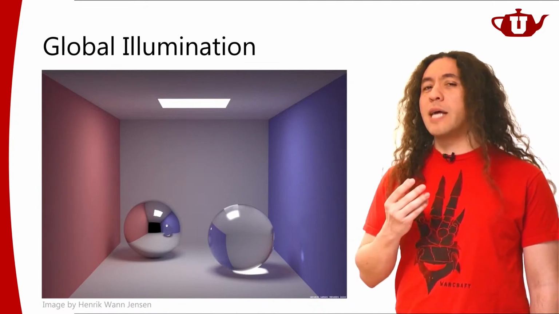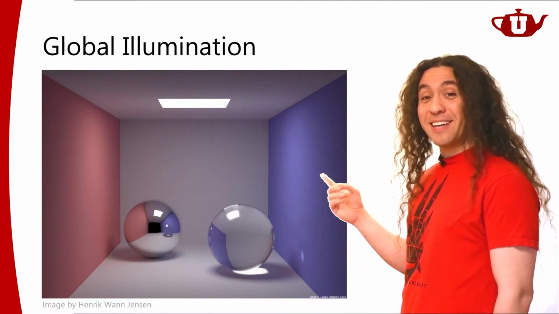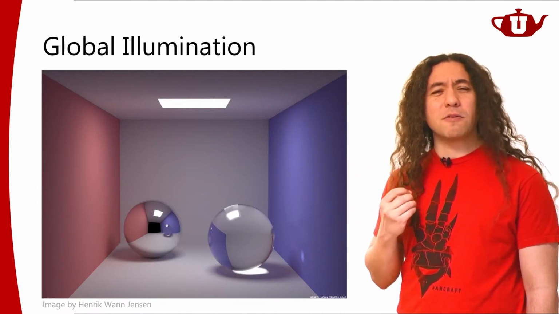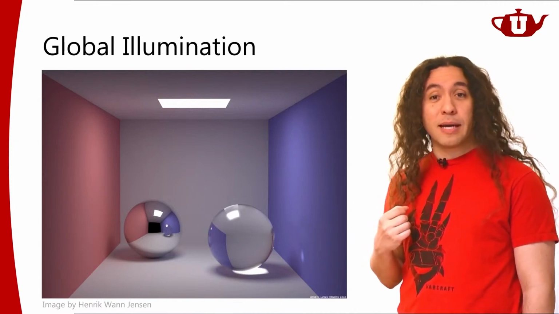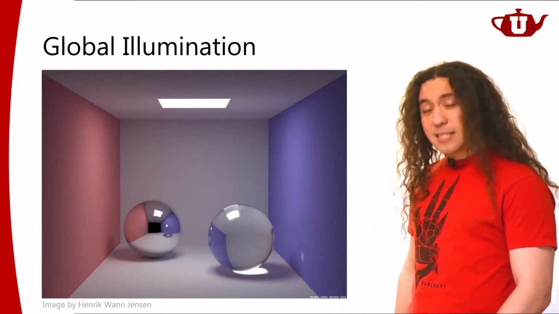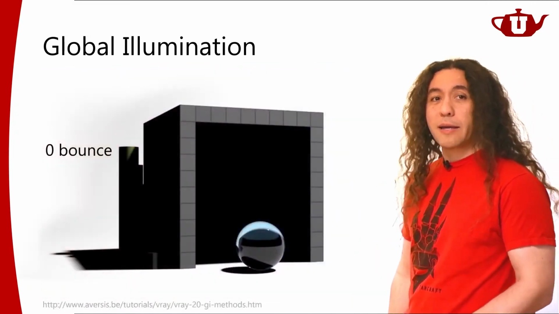You may not be able to tell why, but if there's no realistic color bleeding here, you will be able to tell that something is not quite right. And that's what breaks the realism, right? And that's why global illumination is very, very important. And it's not just important for generating realism, but also for lighting.